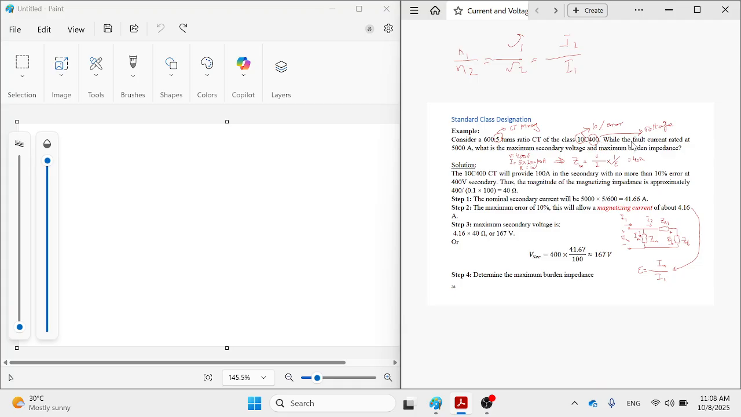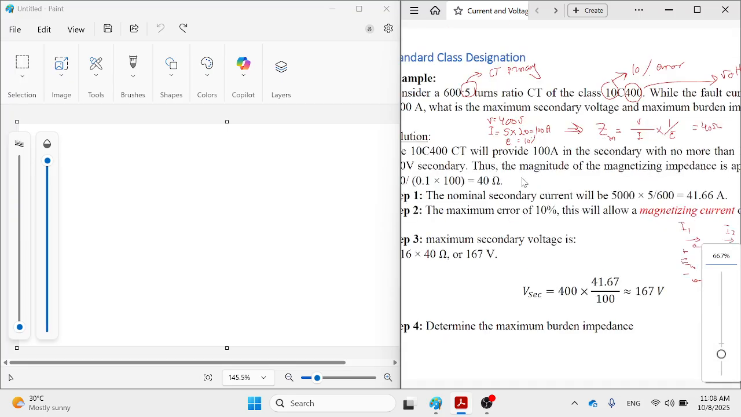Right now, going to the real data, it says if the fault current is 5000 amp, what is the maximum secondary voltage and the maximum burden for the impedance? These two are calculated as follows. Step one, we use this data. V is given as 400. The current is 5 based on the CT, times 20 based on the previous page, which said that for calculation you should multiply by 20, which is 100 amp, and epsilon is 10%.